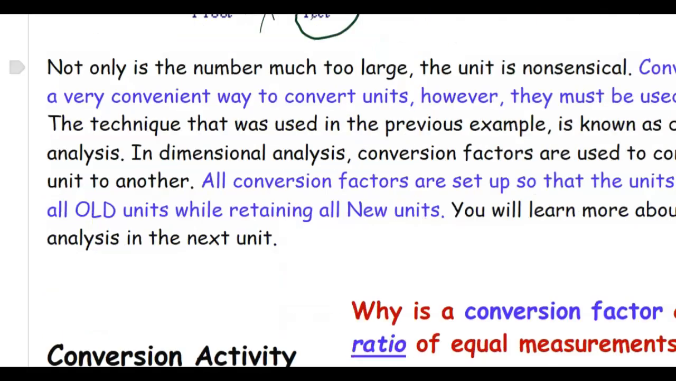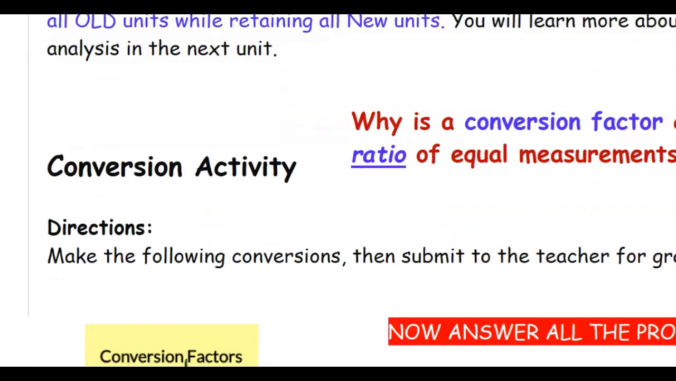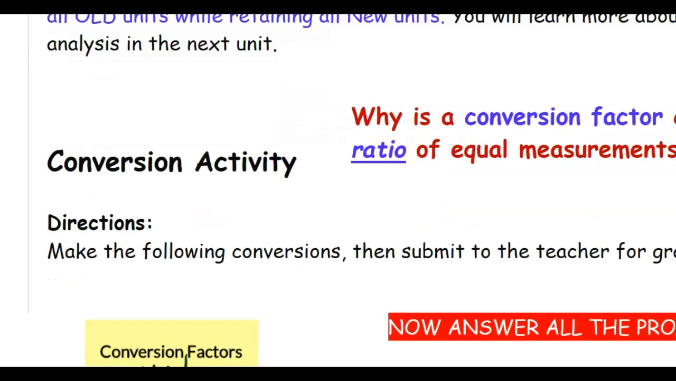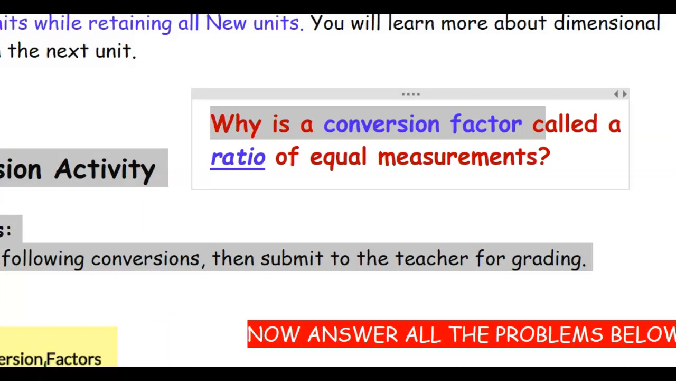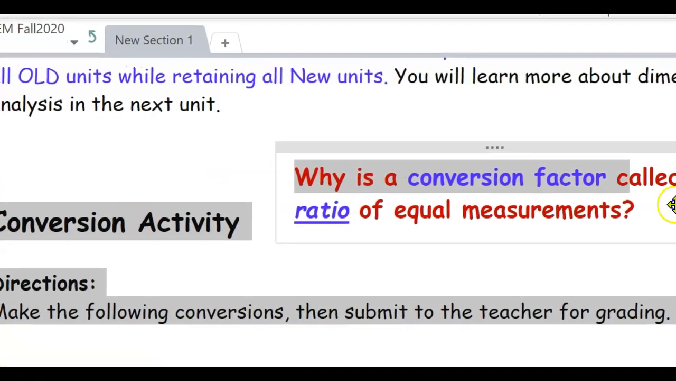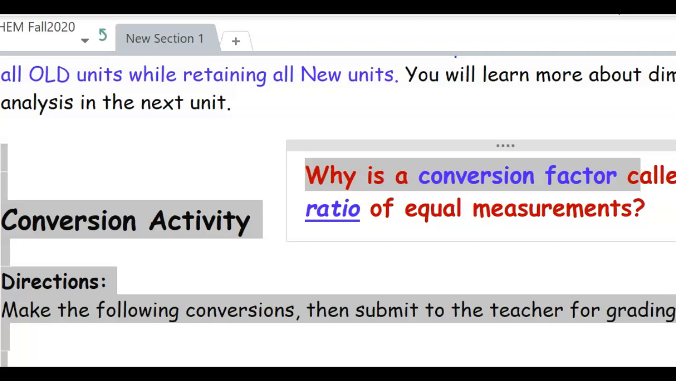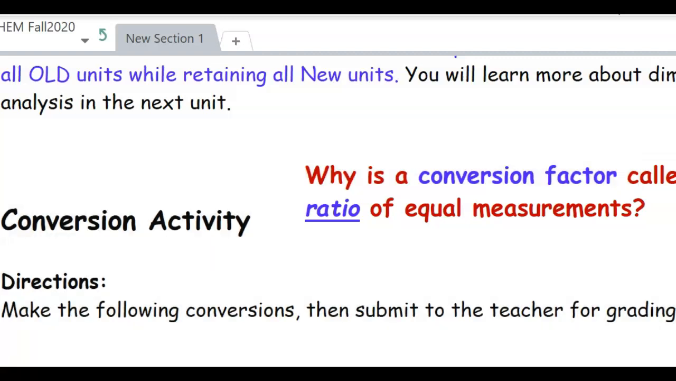It's very, very useful. Now, the question we're coming to again is, why is a conversion factor called a ratio of equal measurements? Well, it's because the amount of length in the numerator equals the amount of length in the denominator, or volume. The amount of volume in the numerator equals the same amount of volume in the denominator. So that's what we'll be thinking. So make the following conversions and then submit it to me for grading.